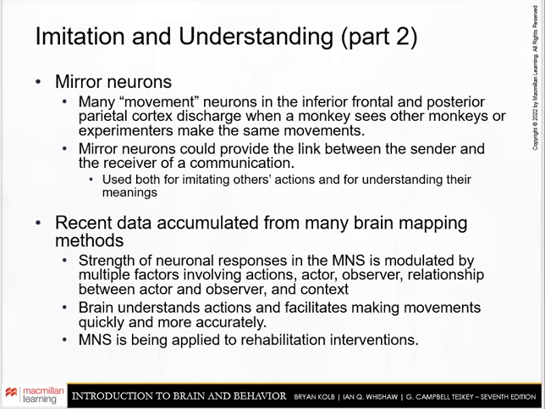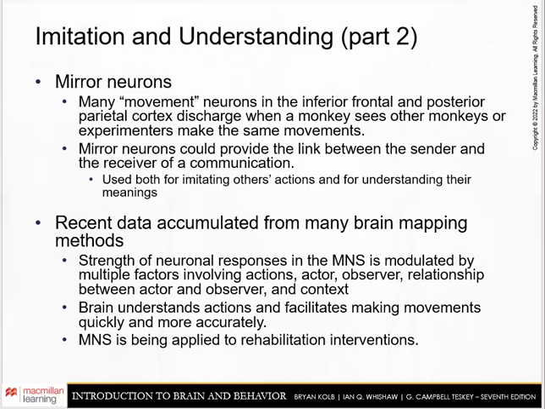Many movement neurons in the inferior frontal and posterior parietal cortex discharge when a monkey sees another monkey or experimenters make the same movements. The mirror neurons could provide the link between the sender and the receiver of a communication. It's used both for imitating others' actions and for understanding their meanings. So originally mirror neurons were hypothesized to be the basis of understanding actions rather than merely recognizing them. This possibility had profound implications, and it led to the proposition that mirror neurons form the basis of speech and language, empathy, social cognition, and theory of mind, all kinds of really, really big stuff.